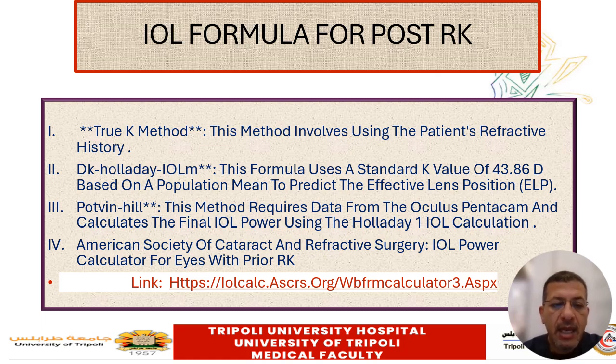But the American Society of Cataract and Refractive Surgery makes things simple. You have an online calculator that you feed with the data. Either the historical data is available, or if it is not available and you have the current data, you just feed the online calculator with the available data you have, and it will calculate the IOL power for you for these patients, and it becomes as simple as that. So the most popular approach now is to use the online calculator to have an accurate prediction for the IOL power in post-radial keratotomy patients.